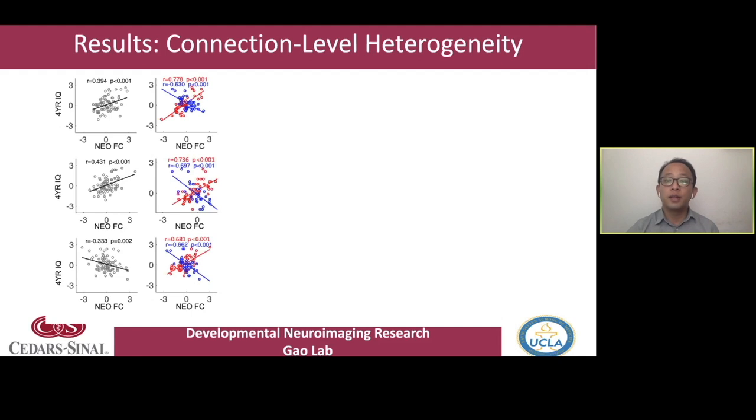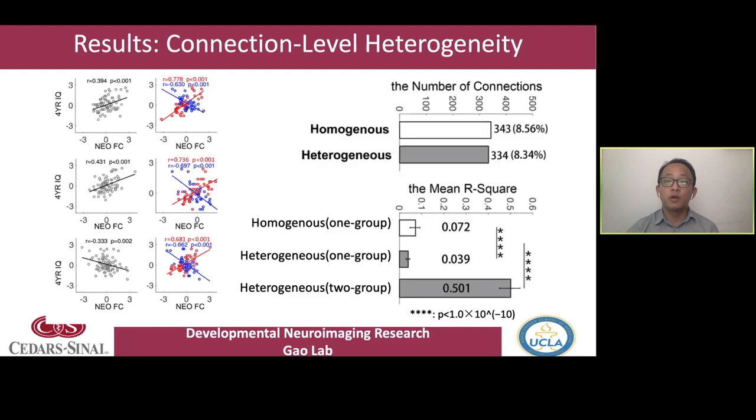Across the whole brain connections, there are 343 connections detected showing a significant homogeneous one-group connectivity-IQ relationship. 334 connections were detected to show two-group heterogeneous brain behavior relationships. If we fit the heterogeneous connections in one group, the mean R square is much lower, but if we fit these connections with the detected subgroups, the mean R square is much higher.